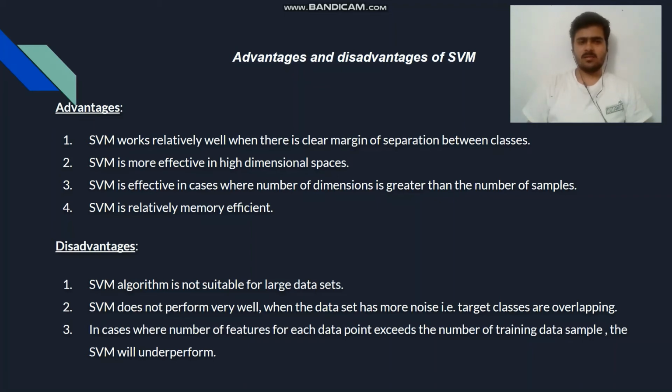Let's discuss the disadvantages now. The support vector machine algorithm is not suitable for large datasets. It does not perform well when the dataset has more noise, that is, when the target classes are overlapping. In the case where the number of features of each data point exceeds the number of training data samples, the support vector machine would underperform.